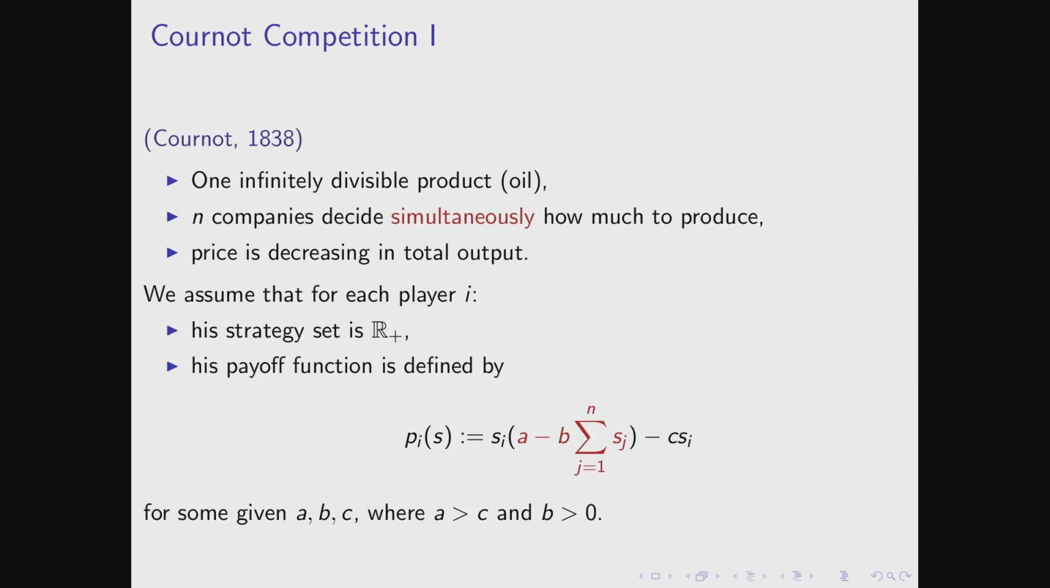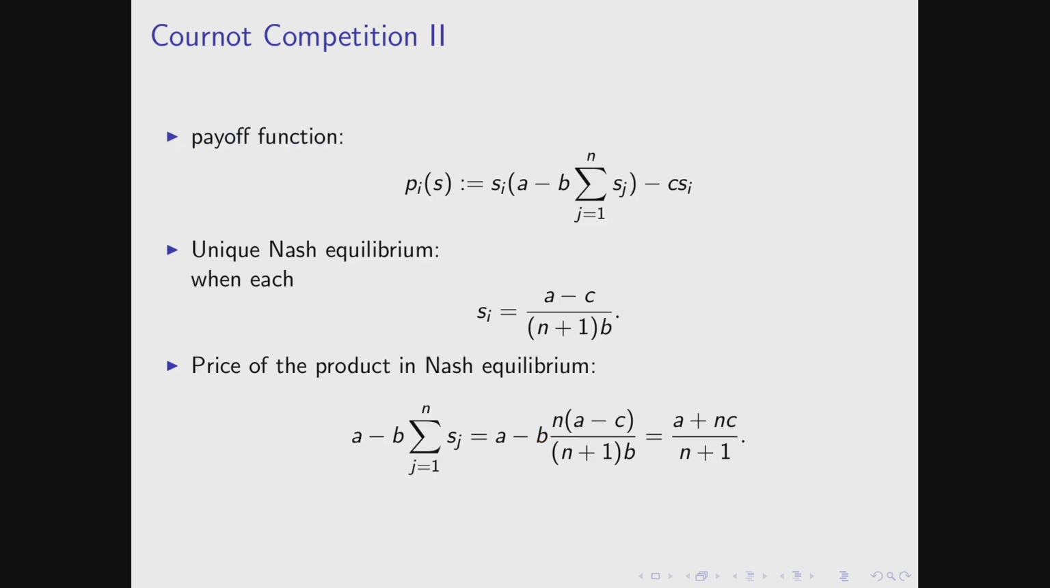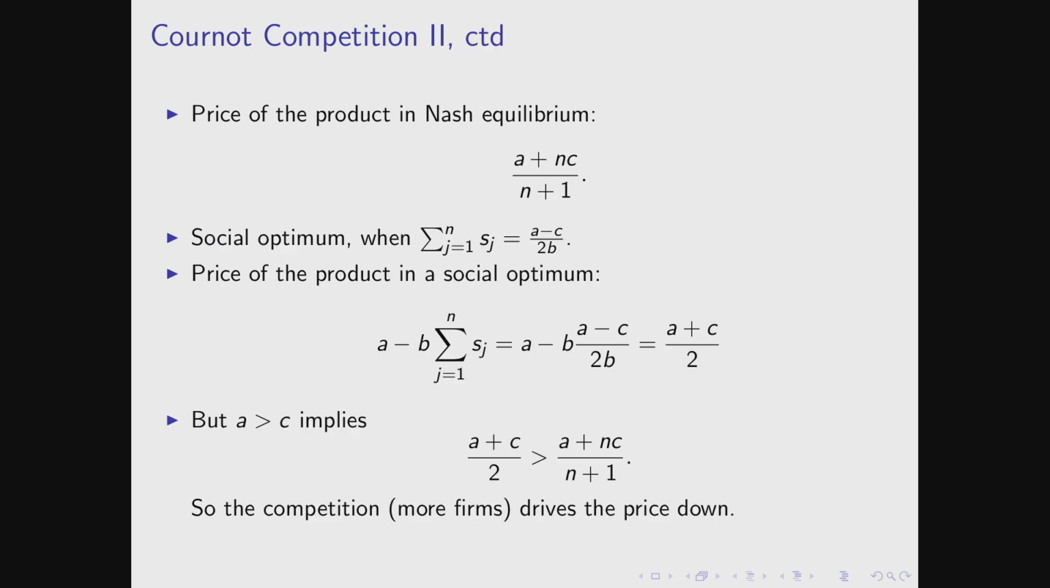We now have a unique Nash equilibrium, which says what the value of each S_i is. We plug it in this red expression. A and B are given. We get a fixed number. It doesn't matter what it is, because on the next slide I want to explain what these numbers imply. So I repeat here, the price of the product we can determine in this Nash equilibrium.